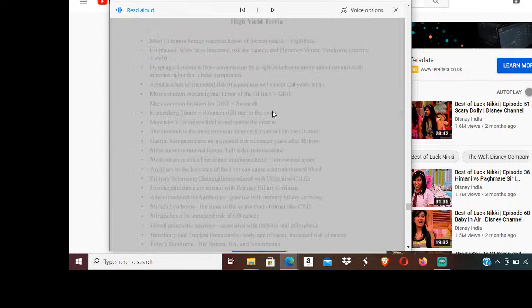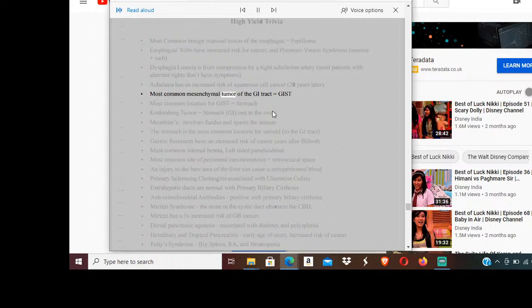High-yield trivia. Most common benign mucosal lesion of the esophagus equals papilloma. Esophageal webs have increased risk for cancer, and Plummer-Vinson syndrome is anemia plus web. Dysphagia lusoria is from compression by a right subclavian artery. Most patients with aberrant rights don't have symptoms. Achalasia has an increased risk of squamous cell cancer, 20 years later.